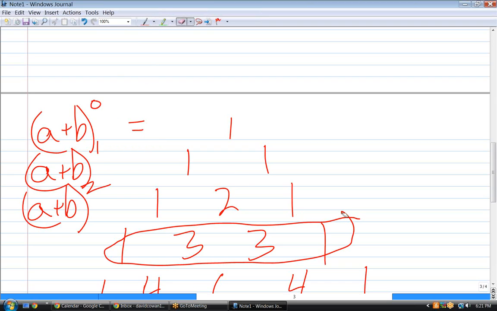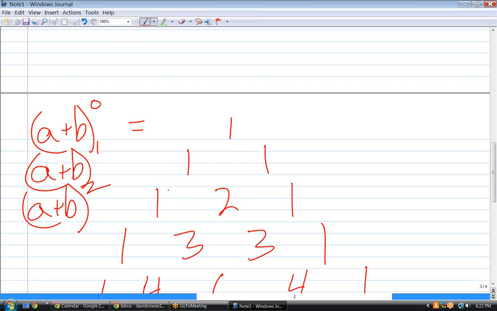But you can see that if you expanded that to the 0th power, there would be only one term, and it would be 1. Because anything to the 0th power is 1. If you expand it to the first power, it's just a plus b, 1 and 1, for your 2 coefficients. To the second power, well, this number is 2 choose 0. This number is 2 choose 1, and this number is 2 choose 2.